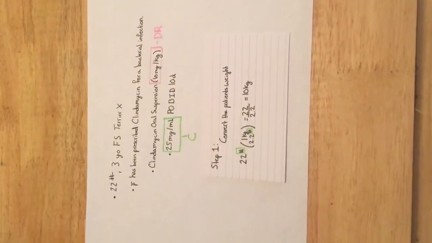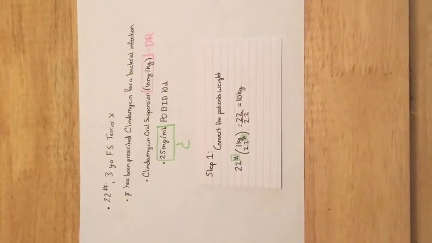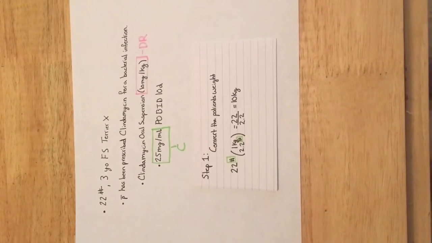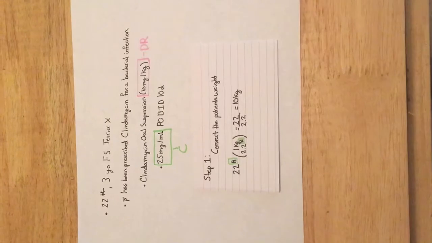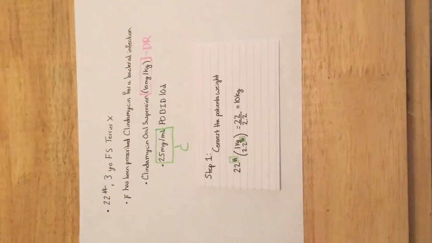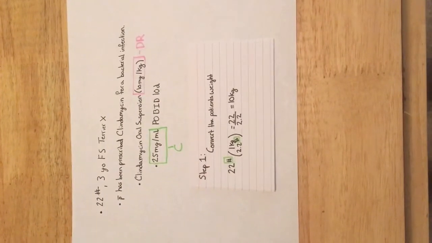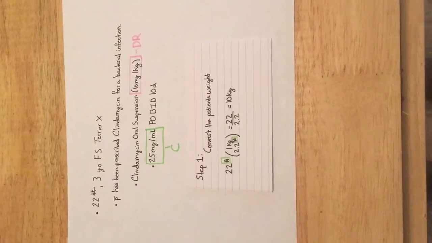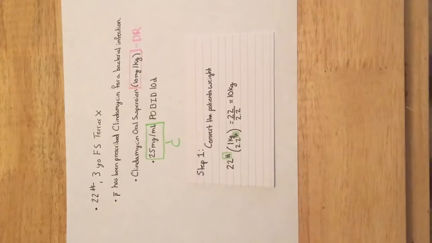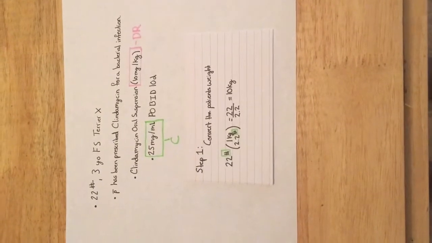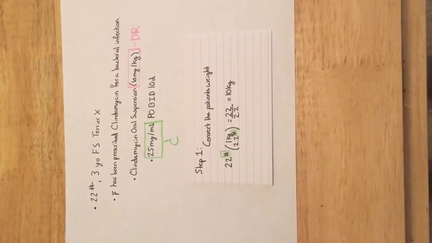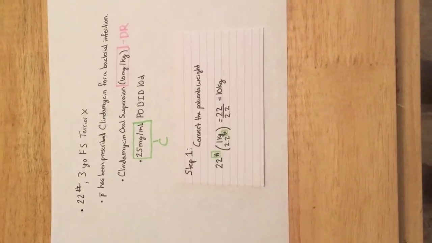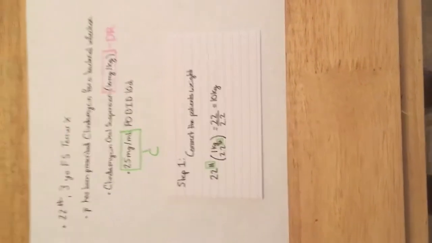We have a 22-pound, 3-year-old spayed female terrier mix. This particular patient's been prescribed clindamycin for a bacterial infection. Clindamycin oral suspension is 10 milligrams per kilogram, which is our dosage rate, and the medication has a concentration of 25 milligrams per milliliter. The directions in shorthand are by mouth twice a day for 10 days.